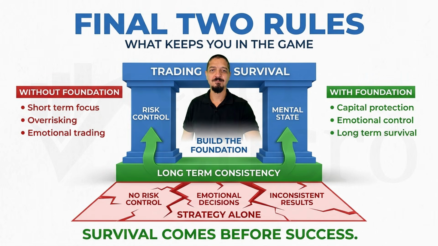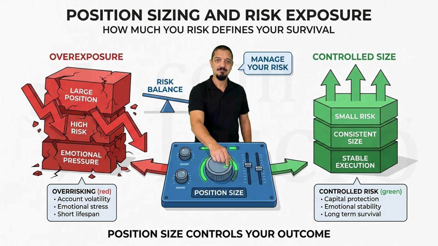Before we wrap this up, I want to share 2 additional rules inspired by insights taught by David Paul. These final rules are not about entries or zones. They focus on what determines whether a trader can stay in the game long enough for any strategy to work. Rule number 14 is position sizing and risk exposure. This rule is about how much you risk, not how good your setup looks. To illustrate why this matters so much, I am going to play a short clip where this concept is explained in a very direct and practical way.